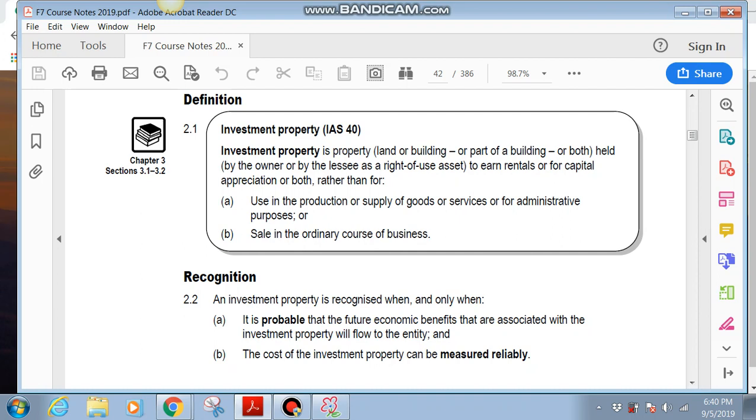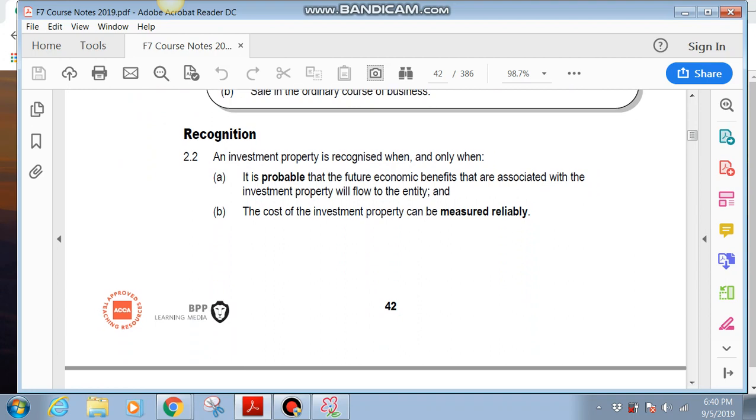Once that definition has been met, we then have to recognize this asset. An investment property is recognized when and only when it is probable that the future economic benefits that are associated with the investment property will flow to the entity, and the cost of the investment property can be measured reliably.